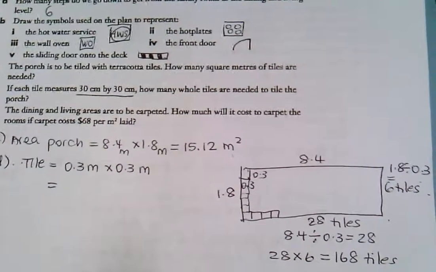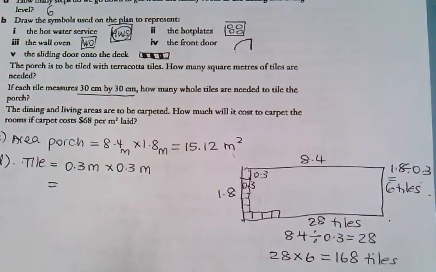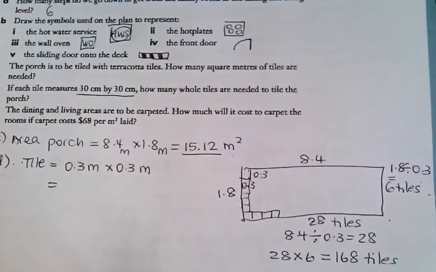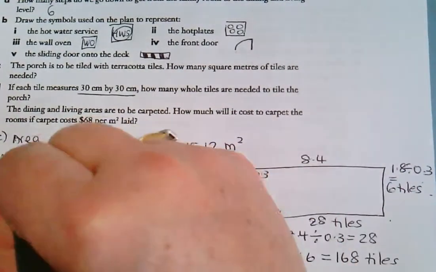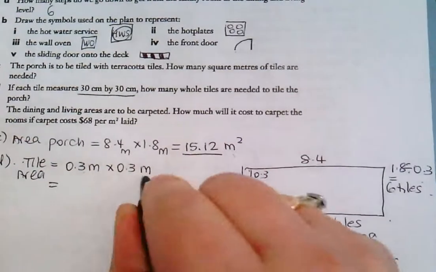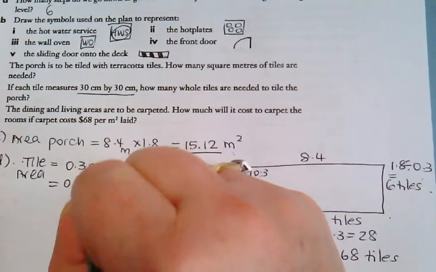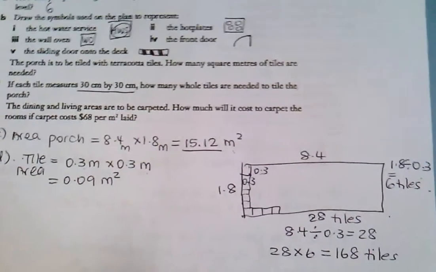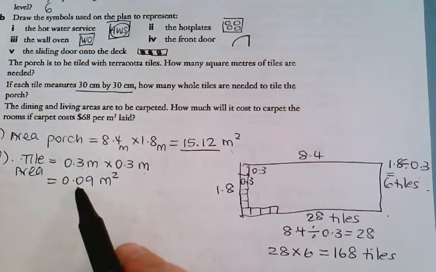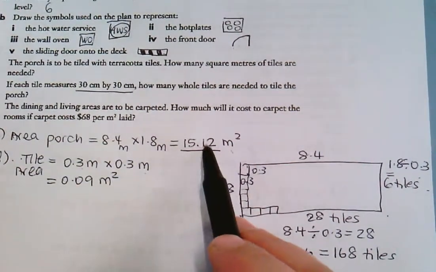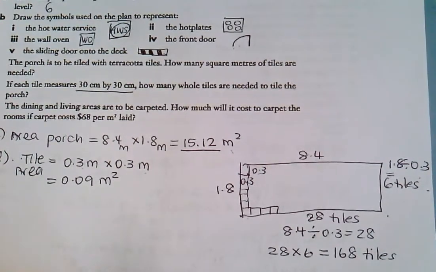How else could you have done it instead of counting tiles? We know the whole area is 15.12 metres squared. We know the area of one tile is 0.3 metres times 0.3 metres, which is what? 0.3 times 0.3. 0.09 metres squared. What would I do now? If one tile is 0.09 metres squared and I need to tile 15.12 metres squared, what would you do?